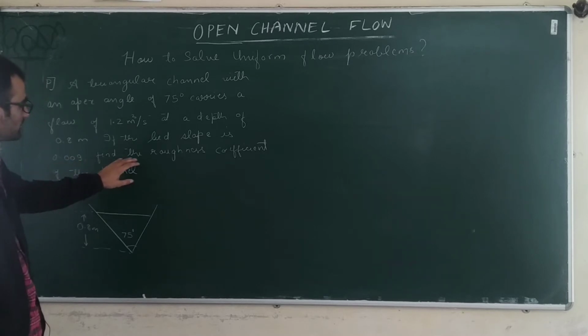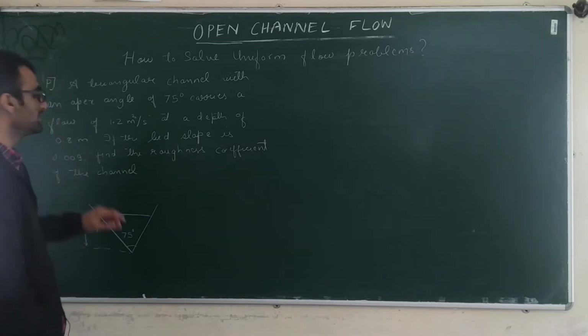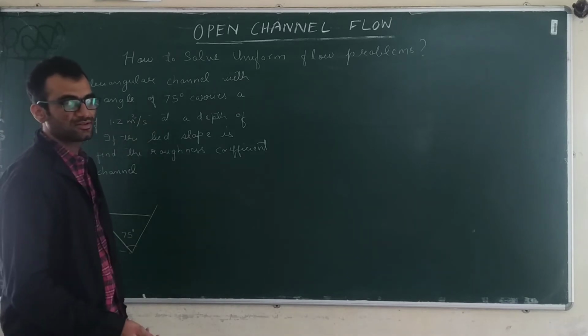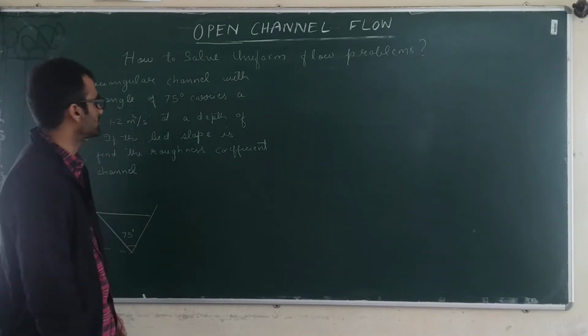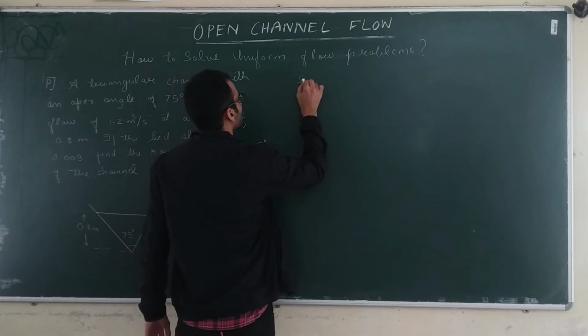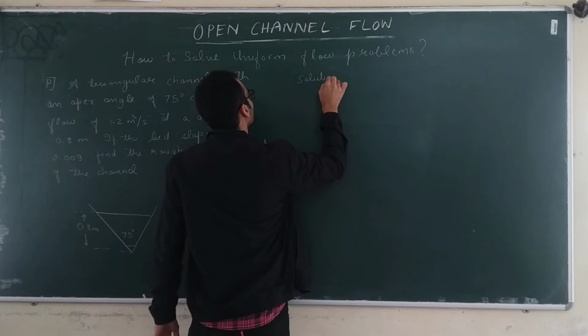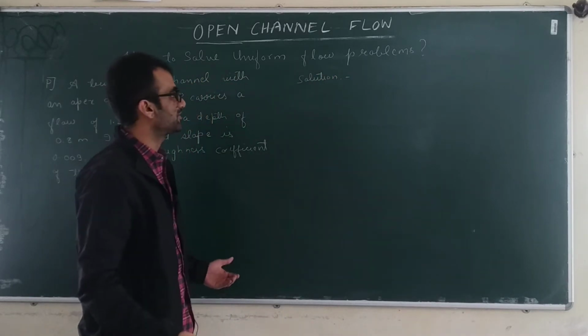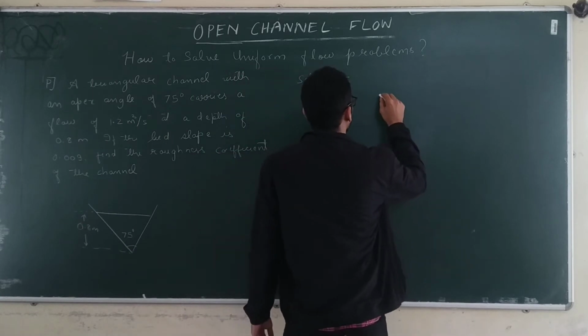What we need to find out? We need to find the roughness coefficient of the channel. So we need to find out the Manning's coefficient or Chezy's coefficient or Chezy's constant. Okay, so let's solve this problem. First we will write what is given and what we have to find out. Alright, so let's draw the figure again.